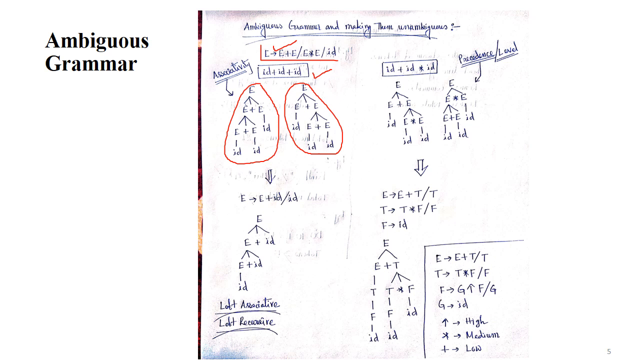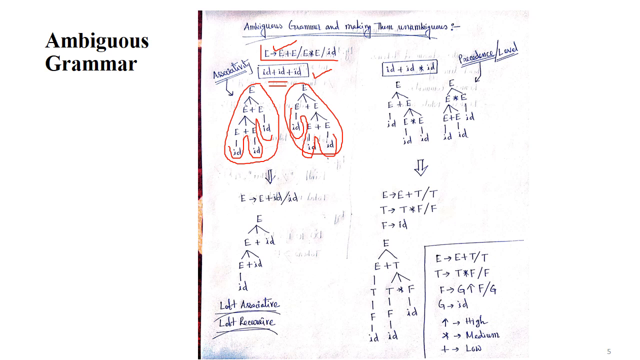If we can generate more than one parse tree for the same input string, then that grammar is ambiguous. Here you can see we are generating the same input string, id + id + id. Similarly, in this case also, id + id + id. We are generating the same input string using the same grammar, but we can generate two different parse trees for it. So you can say the grammar is ambiguous.